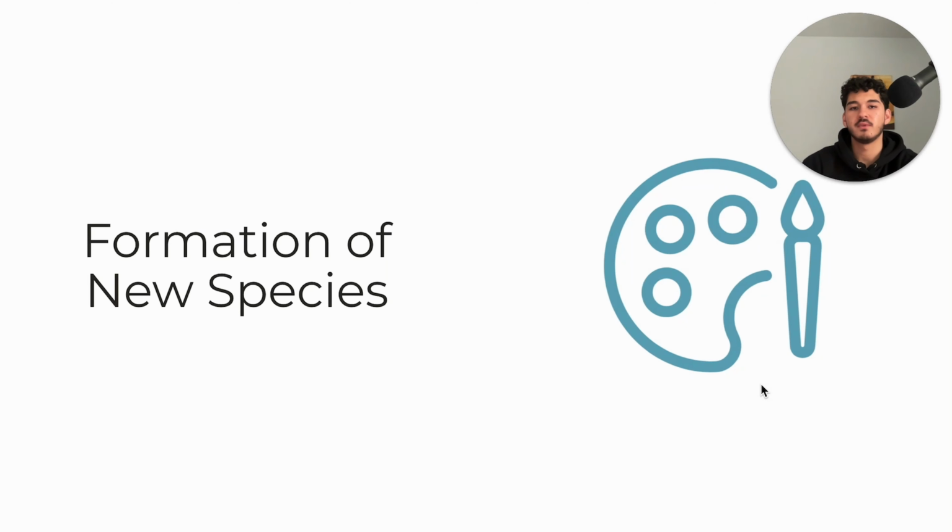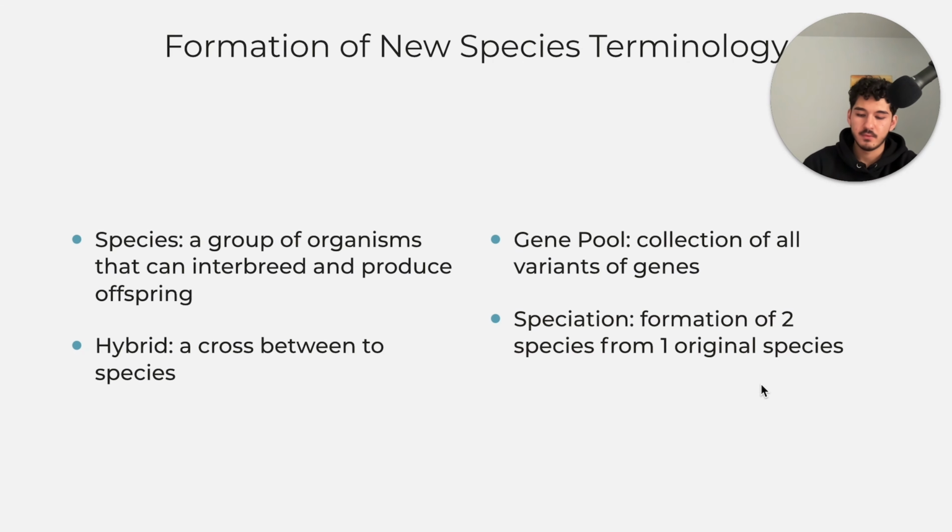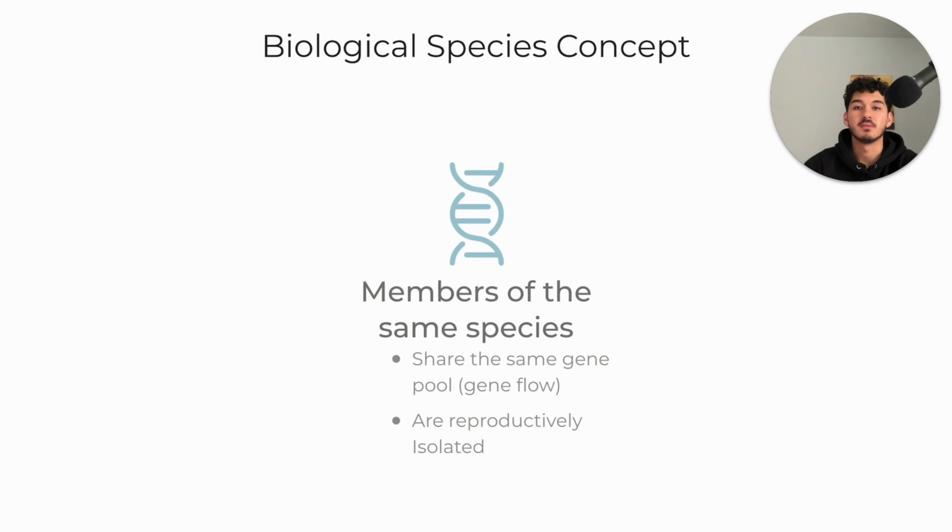So formation of new species, we kind of have to know this, and yeah, so let's just dive into it. Formation of new species terminology. So these are just some terms we have to know to get used to species and speciation. So this is a group of organisms that can interbreed and produce offspring. A hybrid is a cross between two species, for example, a mule. A gene pool is a collection of all the variants of genes. And speciation, which is the formation of two species from one original species.